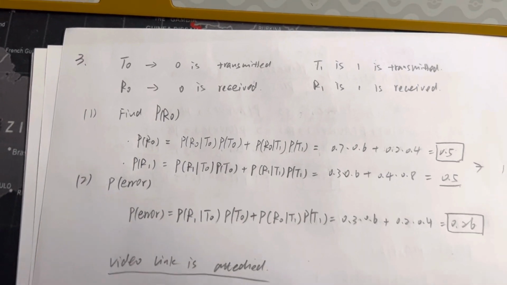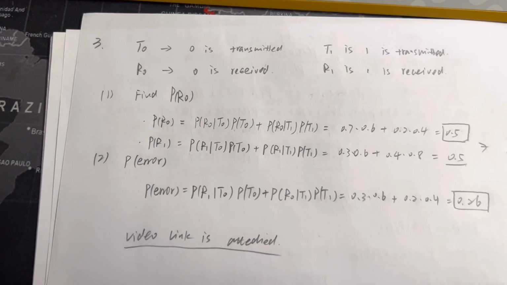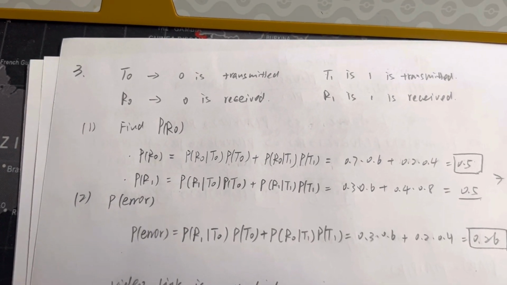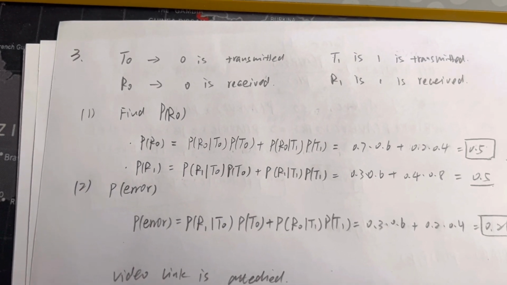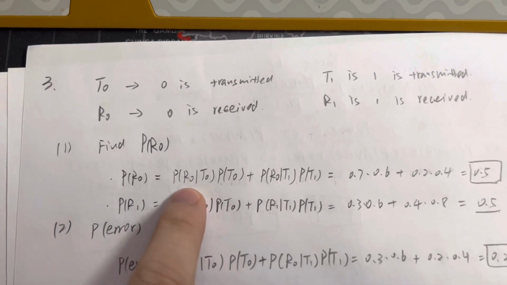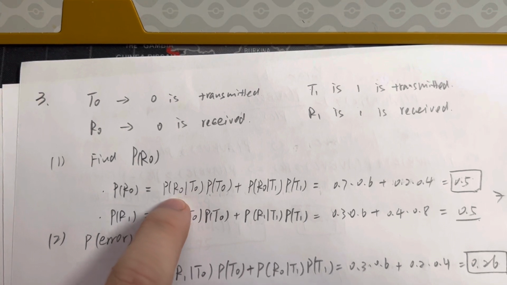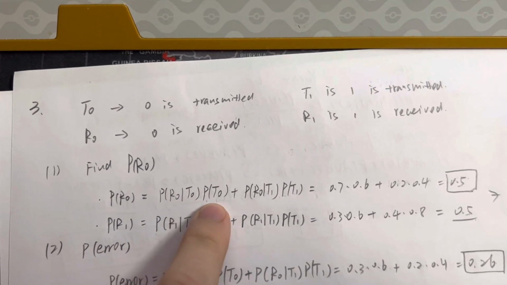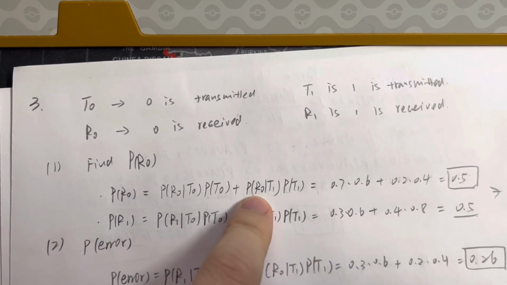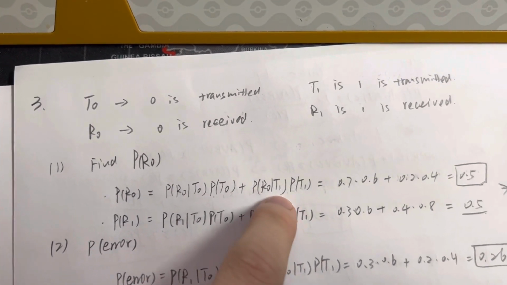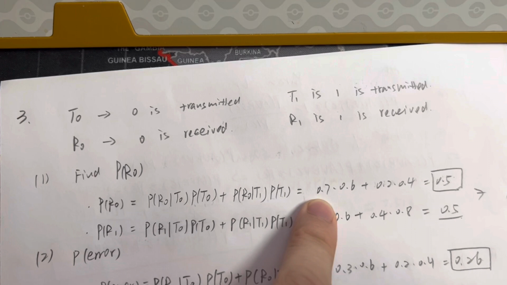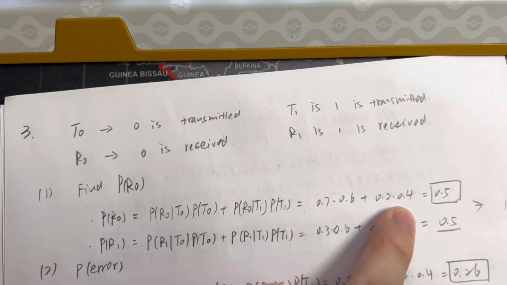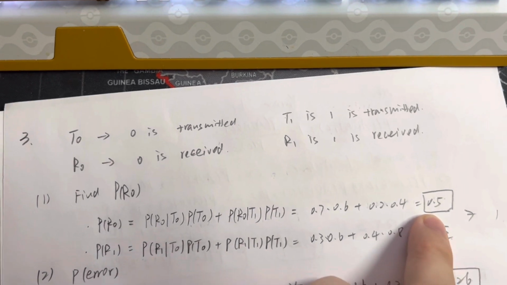So first, find the probability of R0 received. Like I said, there are two ways to get the receipt. R0 is received by 0 transmitted times the 0's probability, and 0 received with 1 transmitted times 1's probability. So it's 0.7 times 0.6 plus 0.2 times 0.4, which is 0.5.